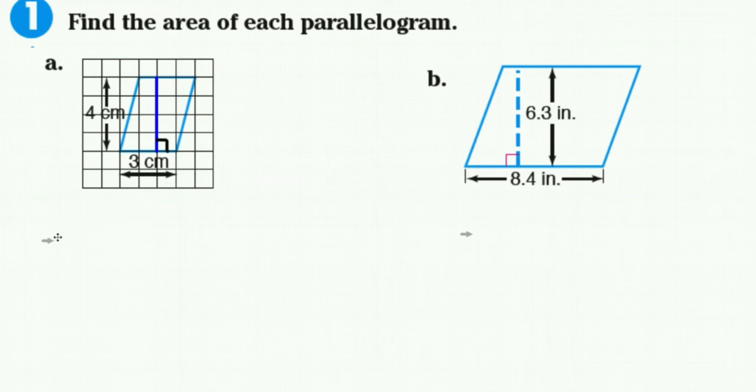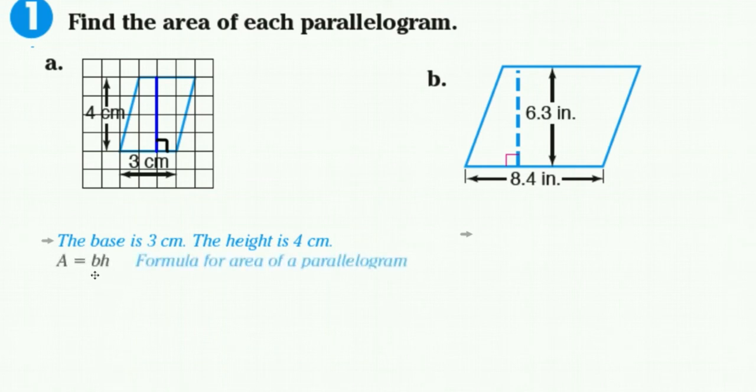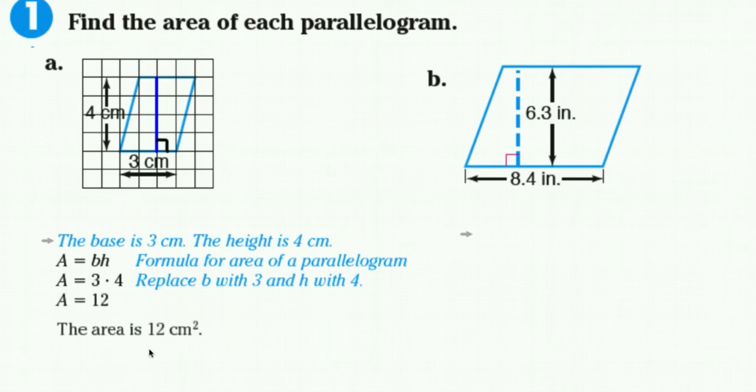Knowing that, we first find that the base is 3 centimeters and the height is 4 centimeters. We first write down the formula for area of a parallelogram, and then we substitute the values for base and height, and we end up with 12. So in this case, the area is 12 square centimeters. Make sure you have the right unit. In this case, it's square units, or square centimeters.